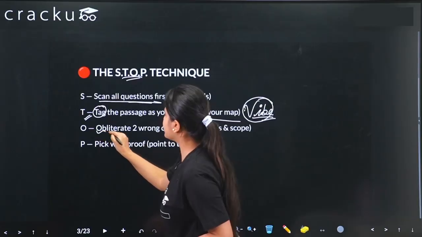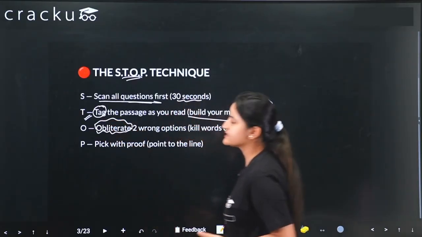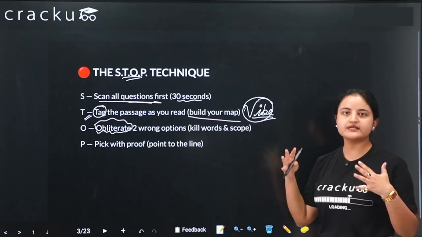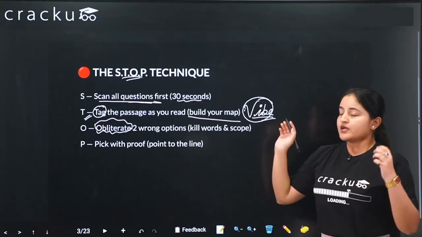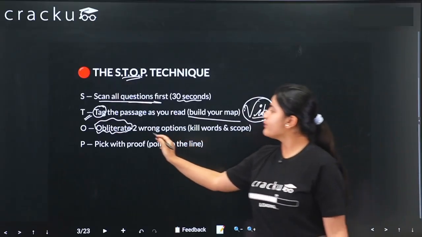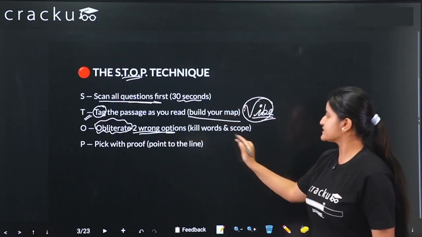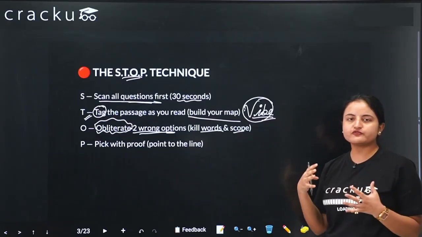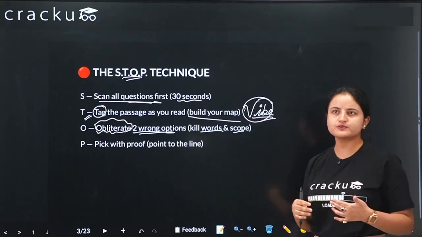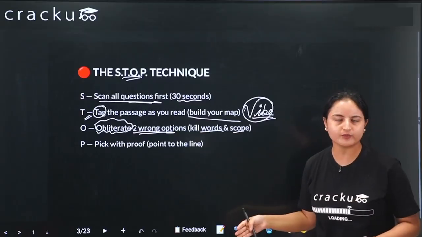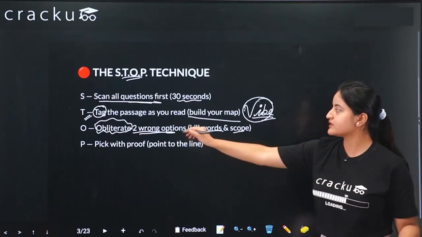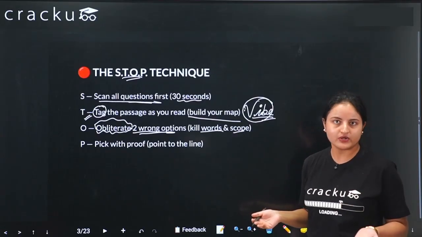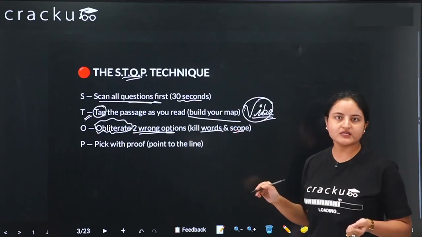Now, O. This is a new word also, obliterate. Obliterate means remove completely. To remove something completely is to obliterate. So O is used, mostly, to obliterate 2 wrong options. You can kill some options, you can understand the scope. It becomes very easy to tackle just 2 options, because 2 of them can be very easily obliterated or removed, which is the O of your STOP technique. And then you have maybe 2 or sometimes even 1 option you are left with. So it's also very, very useful.